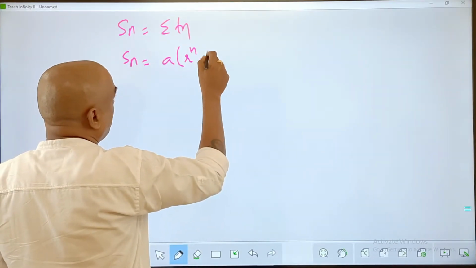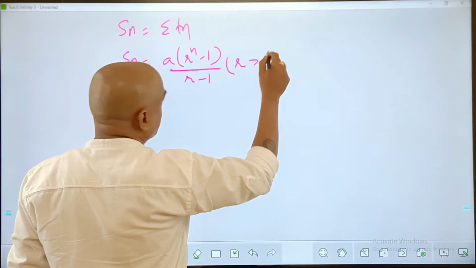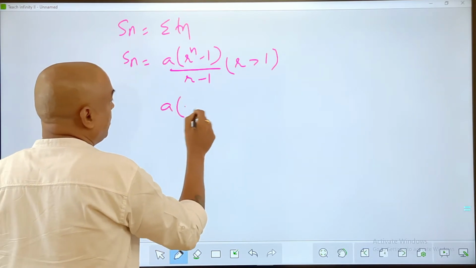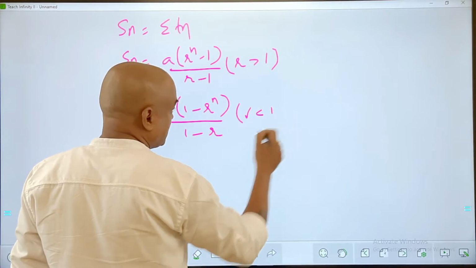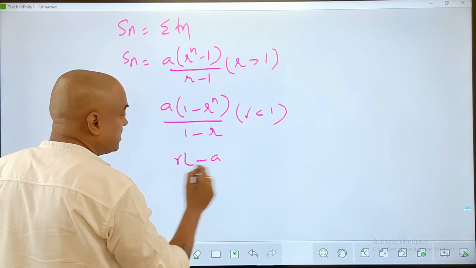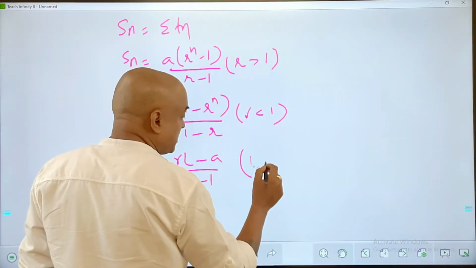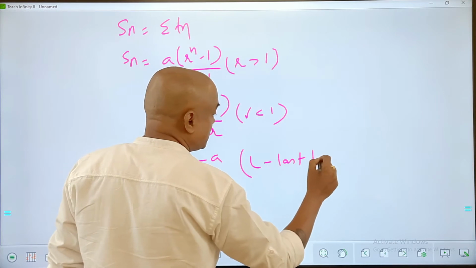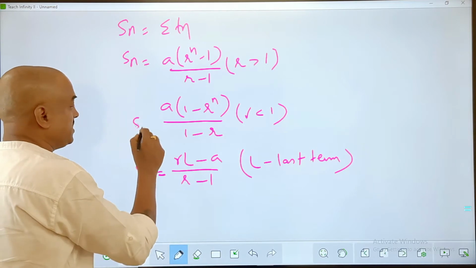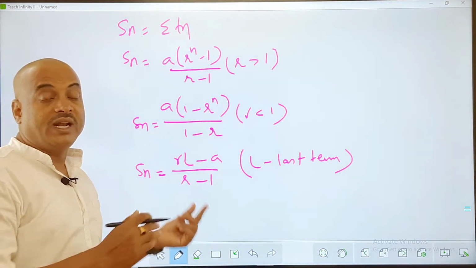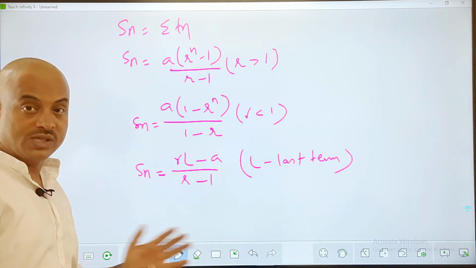A into (R to the power of n minus 1) by (R minus 1) is the formula. This I can take when R value is greater than 1. And A into (1 minus R to the power of n) by (1 minus R), this I can take when R is less than 1. And R into (L minus A) by (R minus 1), this I can use when I know the last term. L here is the last term. Please understand the last formula. All three formulas are for Sn, and here I can find the Sn when I know the last term. In the other two cases, we don't know the last term. Here, if I know the last term, I can use this concept.